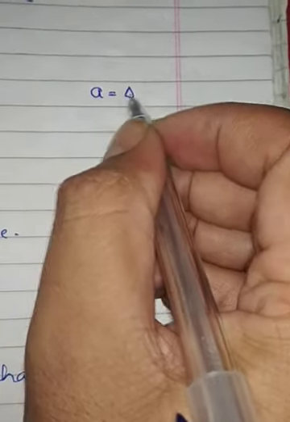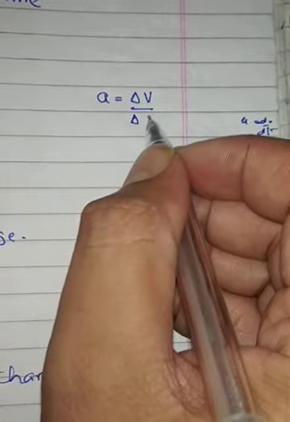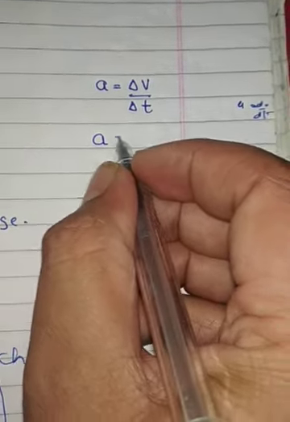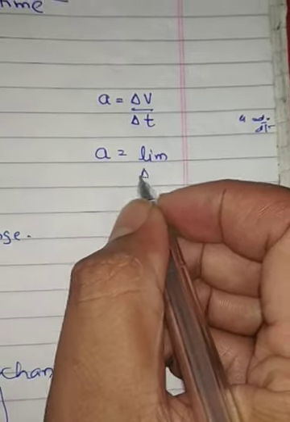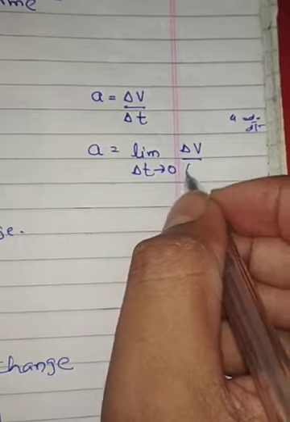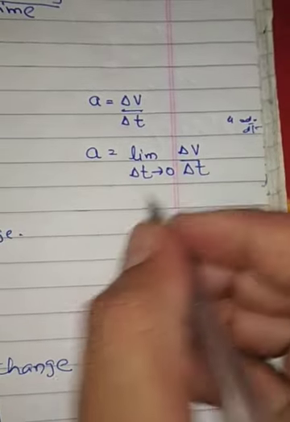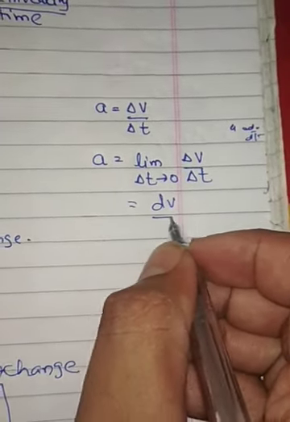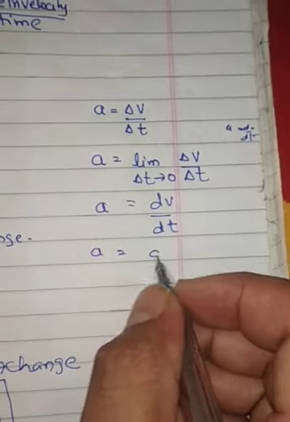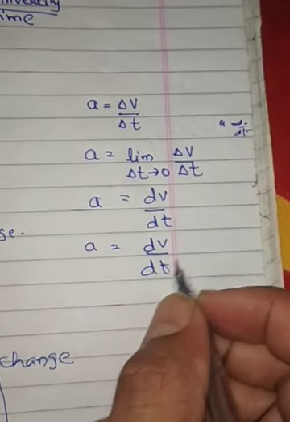Same thing you can take in the case of acceleration also. Acceleration, we know, a is equal to delta v, means change in velocity, upon change in time. Apply the limit concept on it also, and we get limit delta t approaches 0 of delta v upon delta t. This delta v upon delta t converts into the form dv upon dt. So we can say acceleration is equal to dv by dt. It's clear?